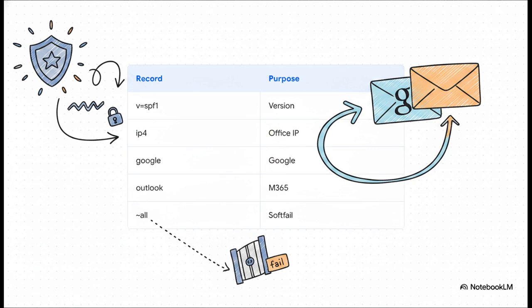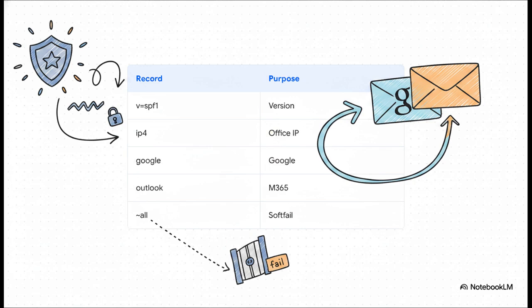We start with v=spf1, just to identify the SPF version. Then we authorize a specific Office IP with ip4:163.53.180.201. Now, here is the absolute critical part for dual delivery. We literally have to invite both platforms to the party. We use include:_spf.google.com to authorize Google Workspace, and we also have to add include:spf.protection.outlook.com to authorize Microsoft 365. Finally, that ~all at the end specifies a soft fail for any unlisted IPs.